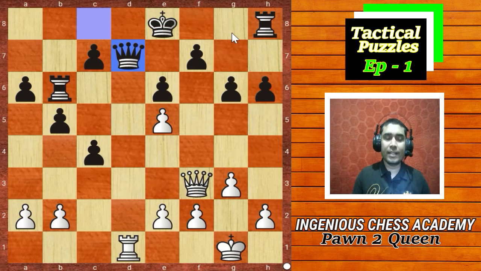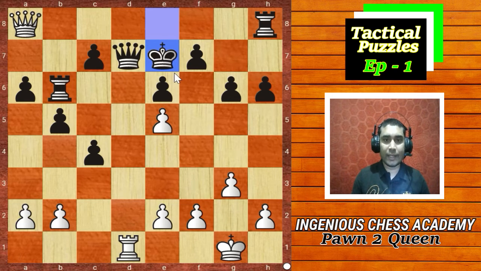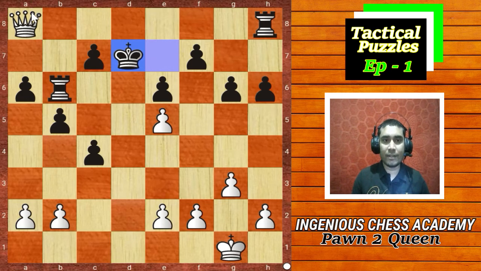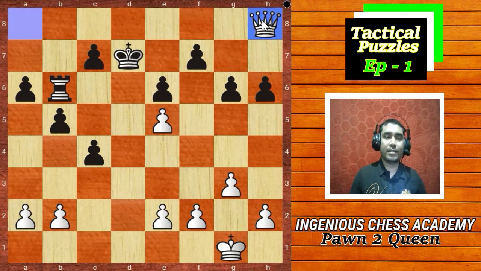Let's see whether our visualization is correct or wrong. Queen a8 check. Okay, king e7, only one move. Then rook takes d7 check, king takes d7, and queen takes h8. So completely winning the material.